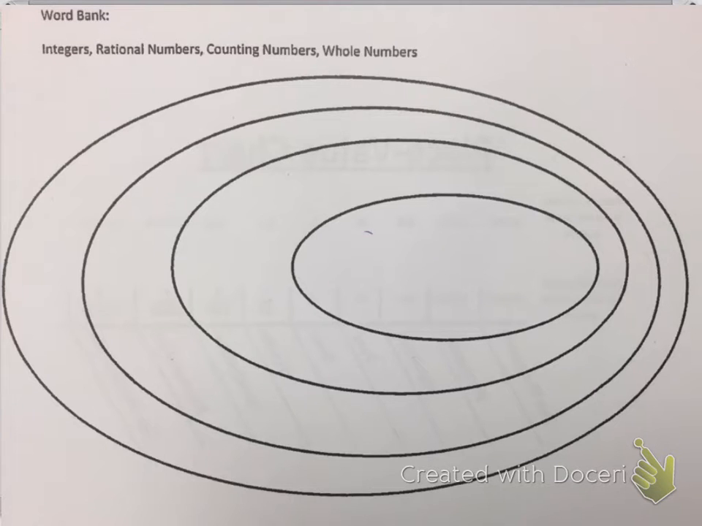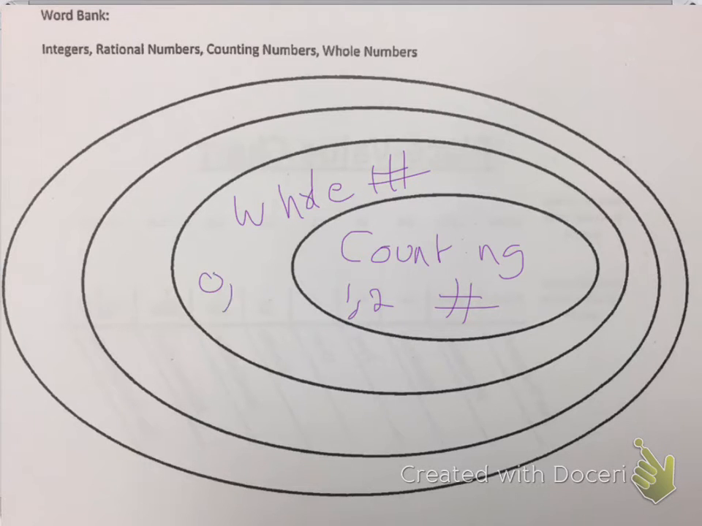Here in the center is counting numbers, because all counting numbers are also whole numbers. So this is like 1, 2. This is 0, 1, 2. So you can see that counting numbers are included in whole numbers. All whole numbers are integers. And that's -1, 0, 1, and you can see that all these are included in those.